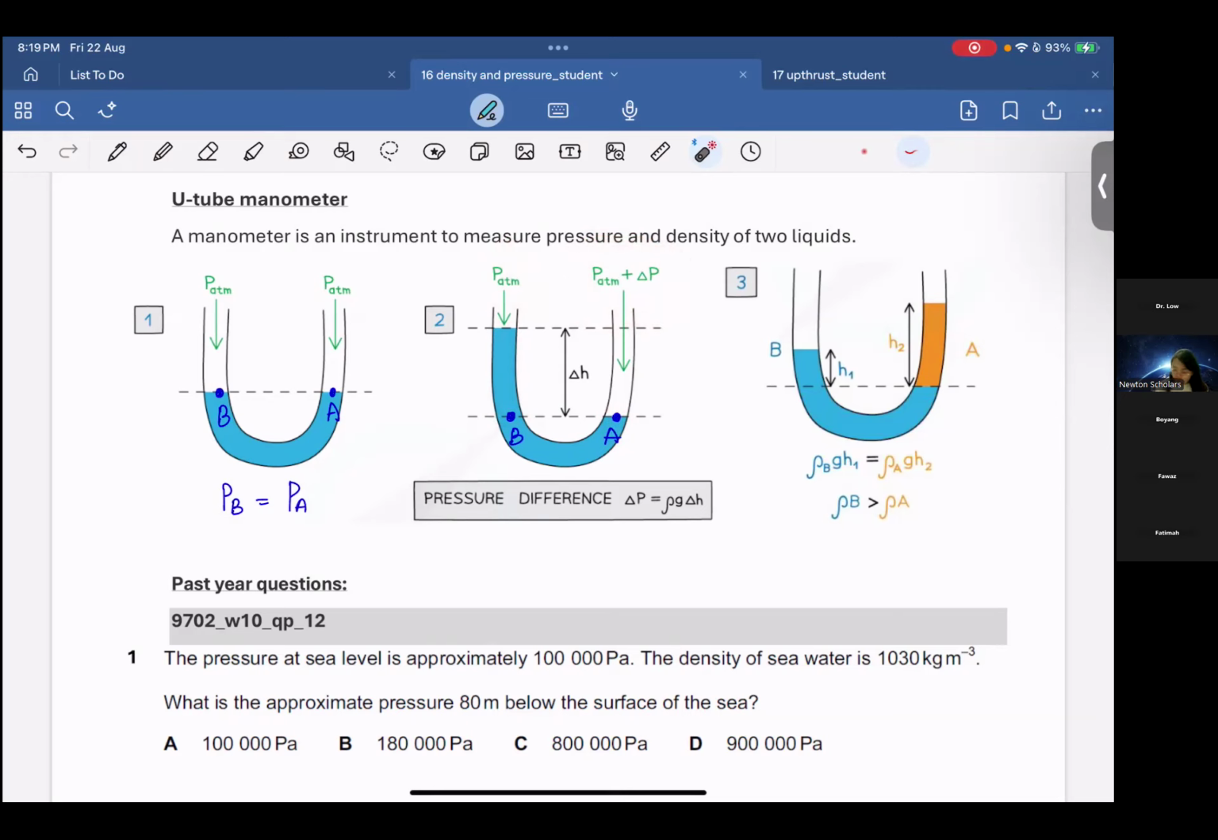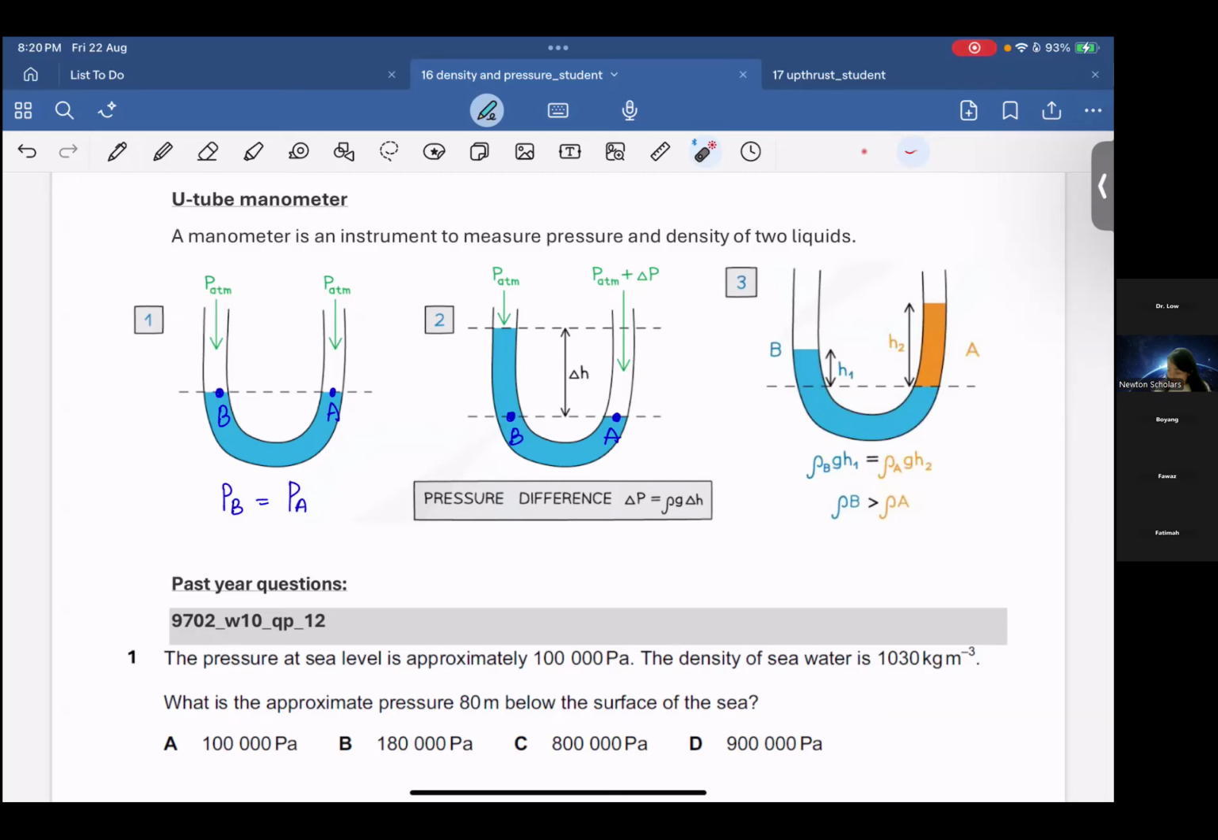Okay, so point A equals point B. At point B here we have atmospheric pressure plus liquid pressure. So point A is also the same. Okay, case number 3, this one, you see we've got two different types of liquid. So this manometer can also help us to measure the density.